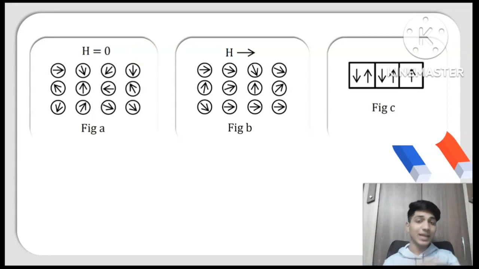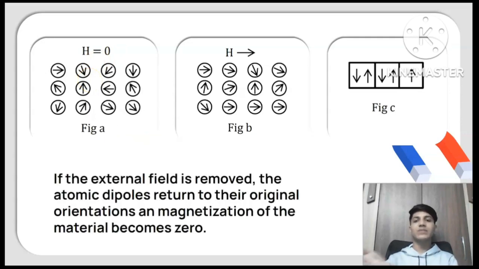But once you remove the magnetic field again, it will not stay aligned in the same direction. It will shift back to what it was before, like this. Once you have the magnetic field, it's in the same direction, but once the magnetic field is removed, it will again become random, which means it will cancel out each other and the net magnetization will be zero. That's what's said here. If the external field is removed, the atomic dipoles return to the original orientation and magnetization of the entire material becomes zero.